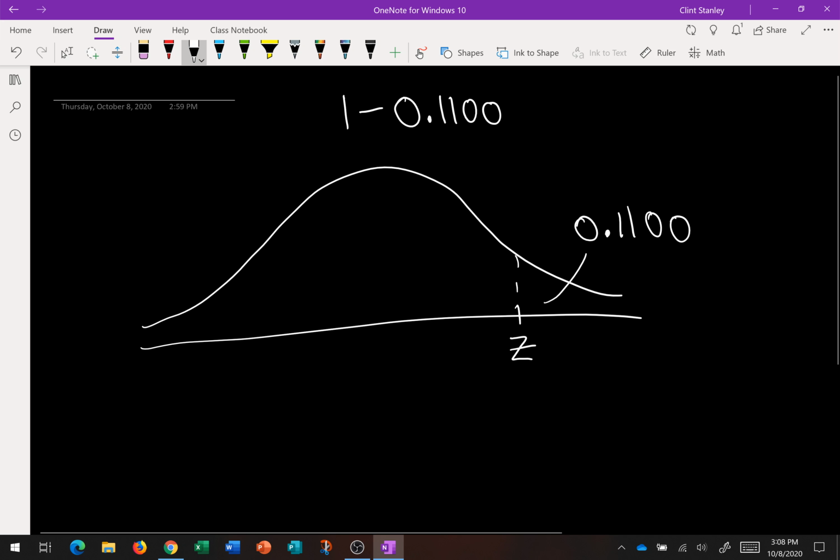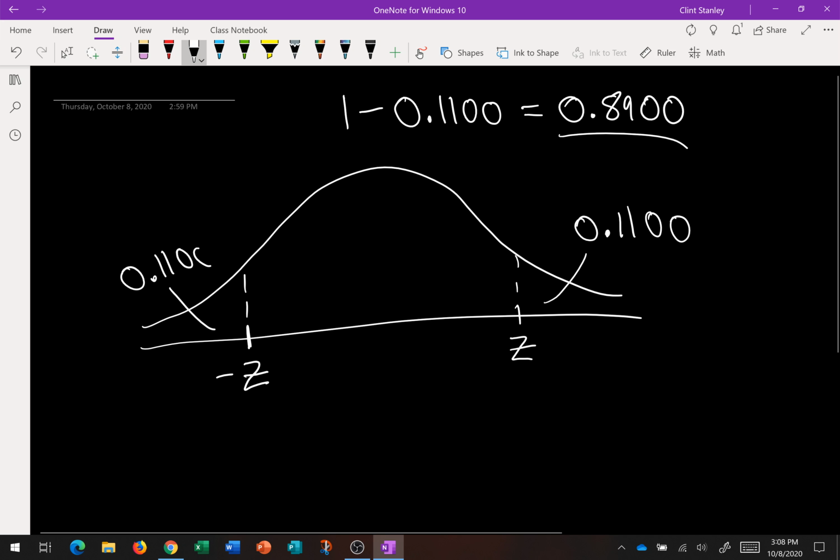So 1 minus 0.11 gives us 0.89, or 0.8900. So you could look that number up and that would give us the answer. Or we can remember this thing is symmetric. So on the other side there's going to be a negative z that has the area we want to its left. So this will be 0.11 over here.